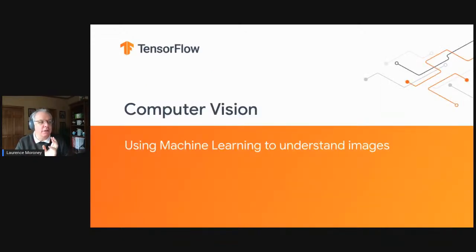And I'm going to do that using computer vision as an example. So how would you use machine learning to understand the contents of an image? That's really what computer vision is all about. So for example, if I give a picture to a computer, it's just a bunch of pixels. It doesn't really know anything about its contents. And to simulate that, I have an image here, and I've kind of blurred it. So if you look at this image, you probably don't know what it is.